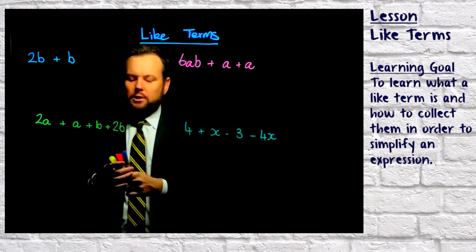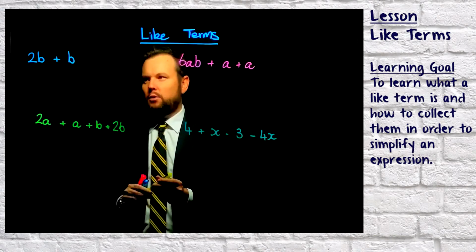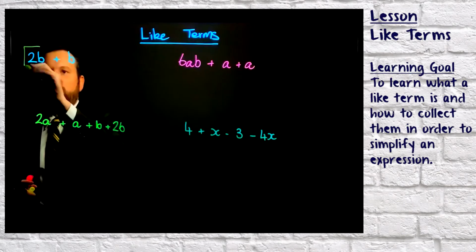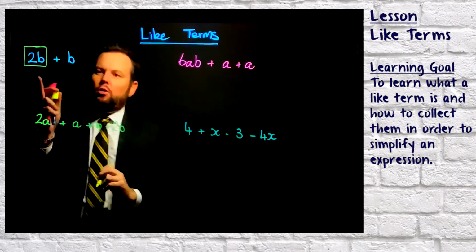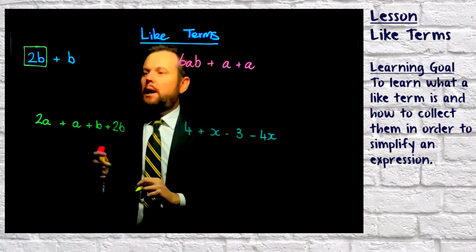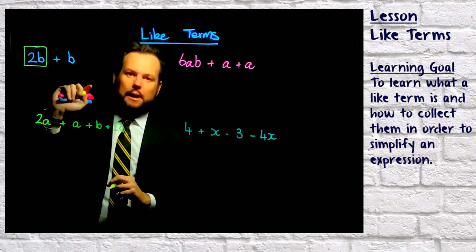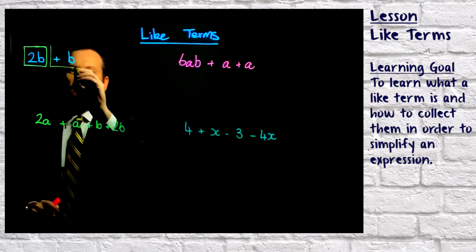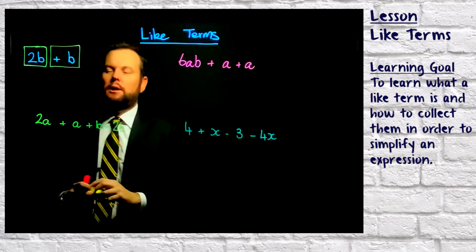Now, when I do like terms, this is basically how I do it. I look at the very first term, okay? And I put a box around it like that. And then I look through the rest of my expression and I look for more b's, okay? So I've got a b here and I'm going to put a box around it as well, okay?